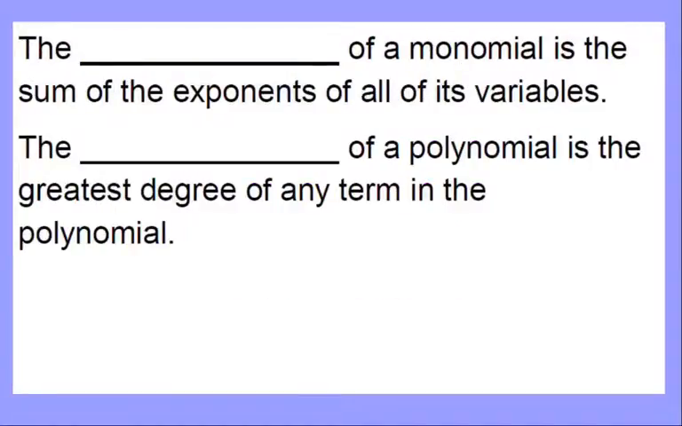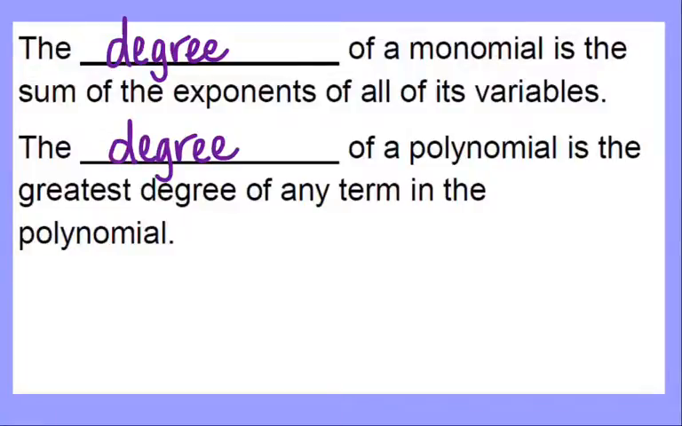Okay, next we're going to talk about the degree of a polynomial and how to name it. So the degree of a monomial is the sum of the exponents of all of its variables, and the degree of a polynomial is the greatest degree of any term in the polynomial. So I'm going to put a couple of examples here. So here is a monomial because there's nothing being added or subtracted. It's just one term. 5x squared y to the 3rd power.